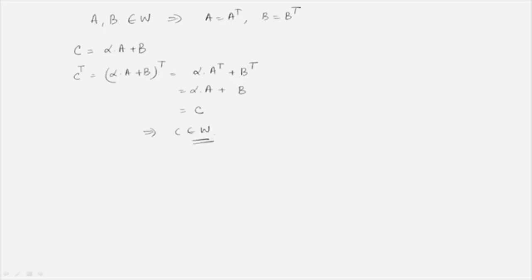So we have shown that W is a subspace of this vector space V, because all the matrices which are equal to their transpose are in W. And we have shown that C is equal to C transpose, and C is nothing but alpha A plus B. That means W is a subspace of this vector space V, okay.